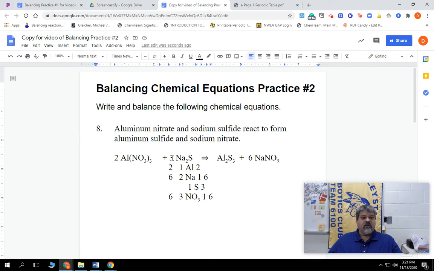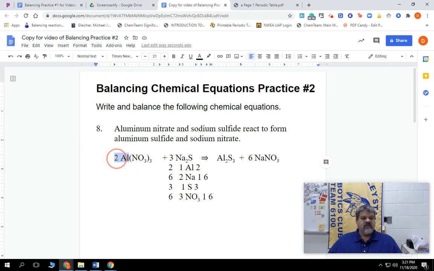But that changes the number of sulfurs I have. Instead of having 1 on this side, now I have 1 times 3. So I end up having 3 sulfurs on this side. So 3 times 1 is 3, then that equals this side. So let's go ahead and double check it and make sure it looks good down on the bottom.